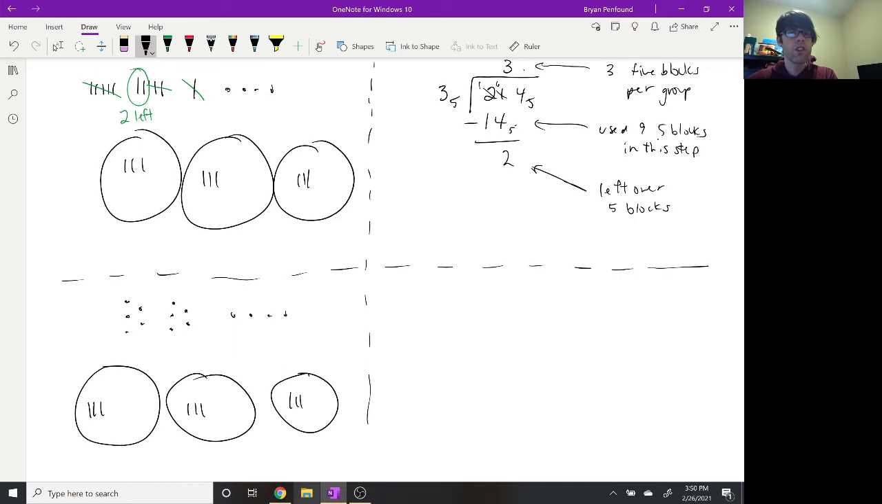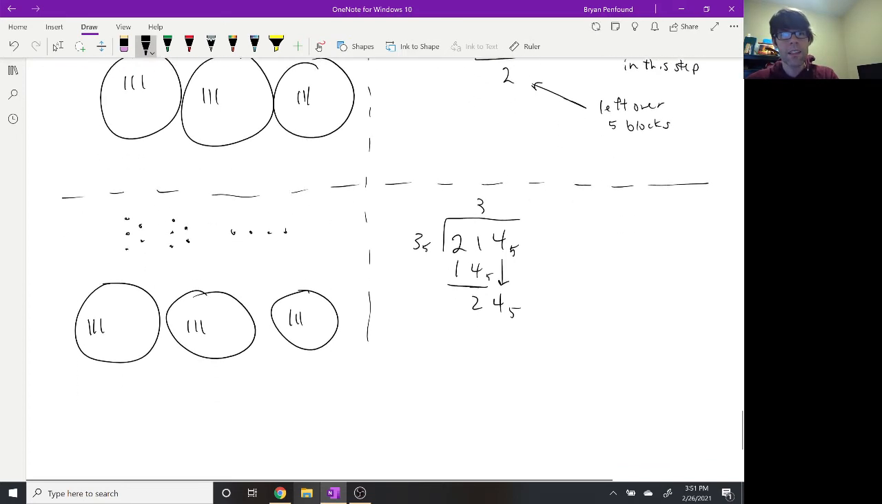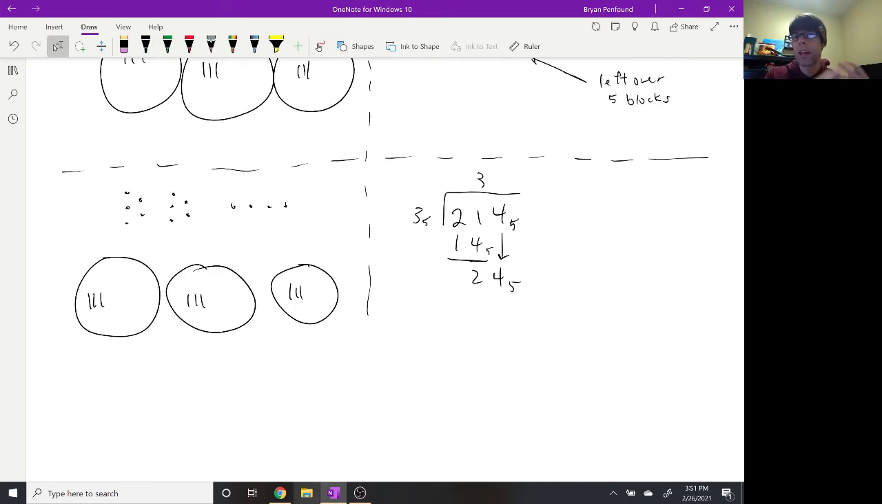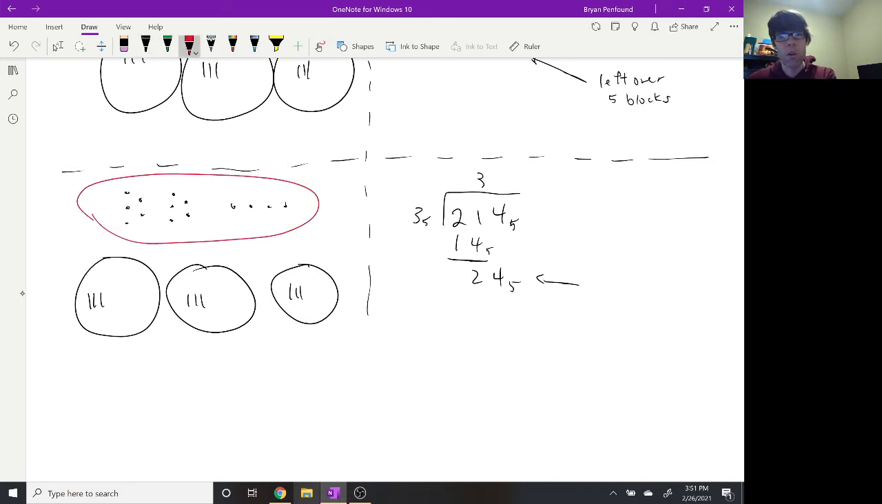Moving from what we just had to down here is like this action of bringing the 4 down, if that makes sense. When I bring this 4 down in this step to get to 4 base 5, that's the action of regrouping the leftover 5 blocks into units. So now I have 2 4 units altogether. This 2 4 represents the number of units we have, which is 14.